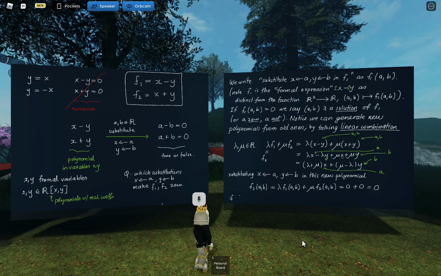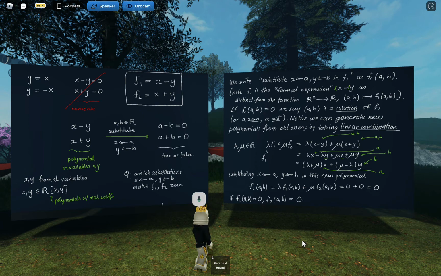So supposing we have a solution of both f1 and f2, and we form a new polynomial by taking a linear combination of them, any solution we had to f1 and f2 will now be a solution of f3. Okay, so we're going to generate first new equations.